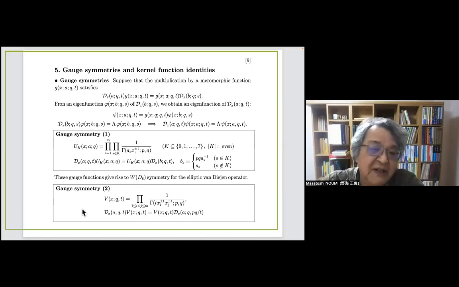So there is another gauge symmetry here. This is a half of the weight function corresponding to the power of the difference product.